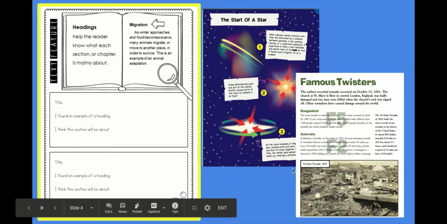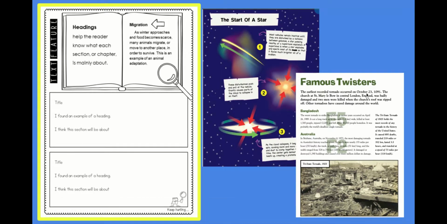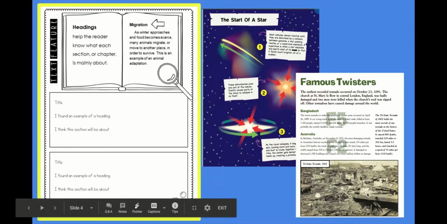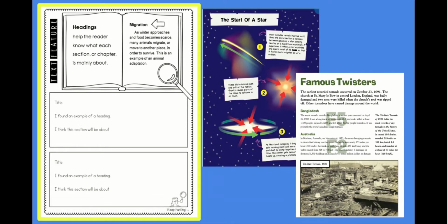This heading, Famous Twisters, came out of one of my tornado books on Epic. And I think that this section is going to tell us about famous twisters that maybe caused the most destruction or had the highest wind speed or that are the most commonly known.